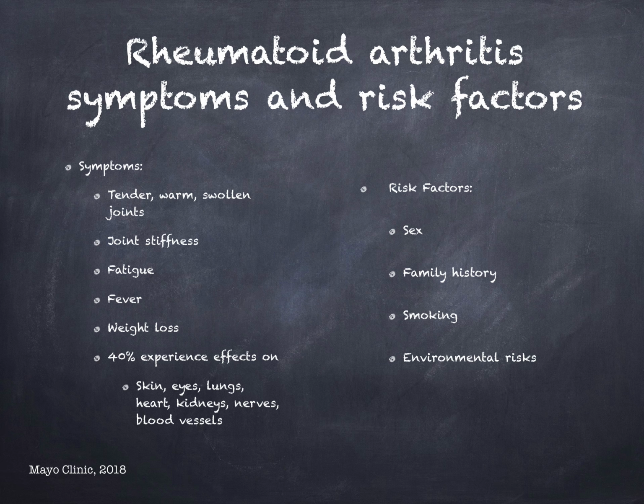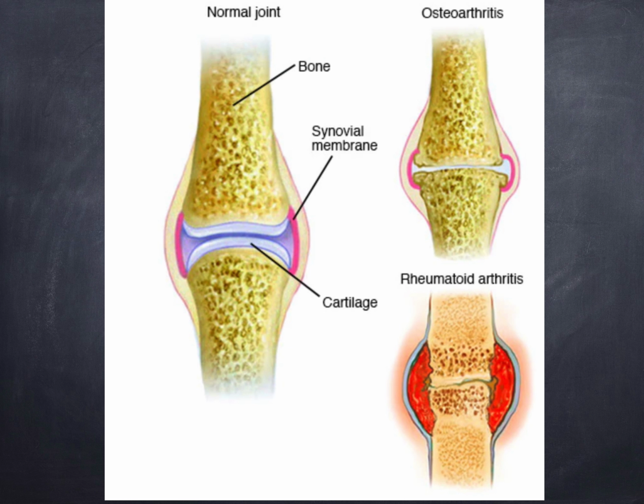Some of the risk factors of rheumatoid arthritis are, again, sex, in that women are more at risk than men, family history, smoking can put you more at risk, and then environmental risk, and that could be if you're breathing in too much asbestos, for example.